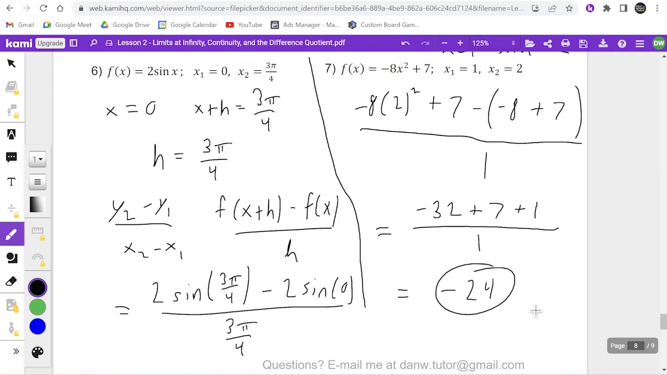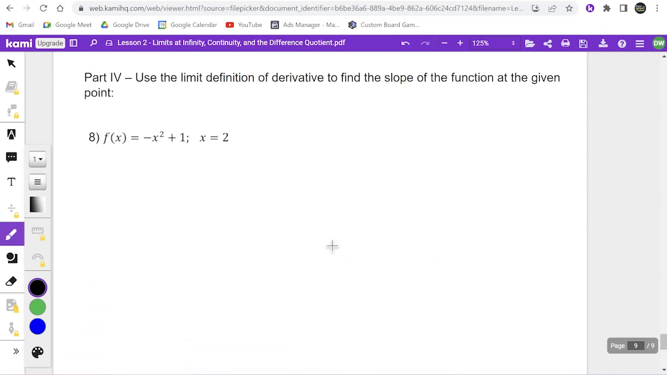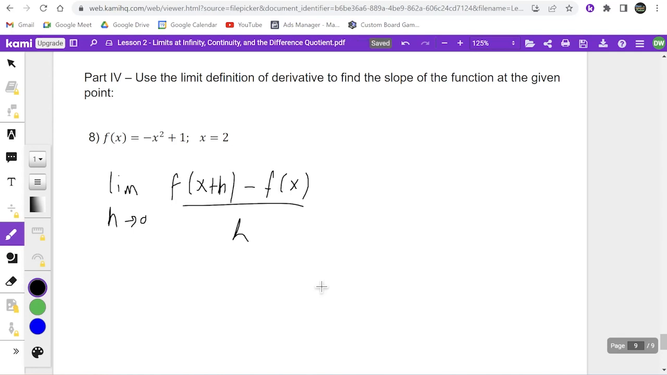Okay, good. And now the very last question. This one is the hardest one of the bunch. It is: use the limit definition of derivative to find the slope of the function at the given point. This is with the big daddy, where the limit as h approaches 0 of f of x plus h minus f of x over h. And this is where you have to do that f of x plus h thing we were doing earlier. Let me explain.